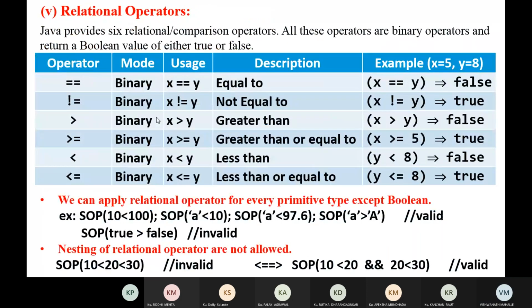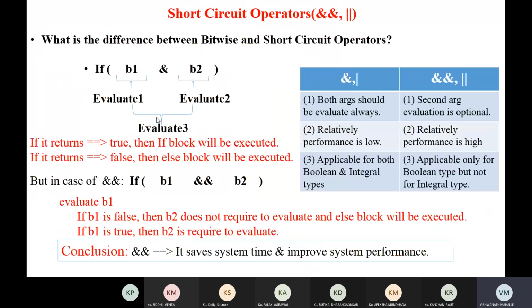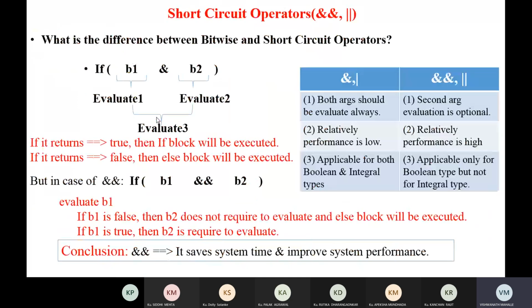Then relational operators: less than, greater than, equal to. Then we have learned the bitwise operators and then short circuit operators. So these are the logical operators that we have seen, and we have already seen the difference between bitwise operators and short circuit operators.